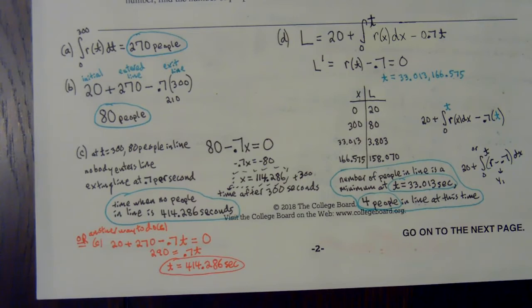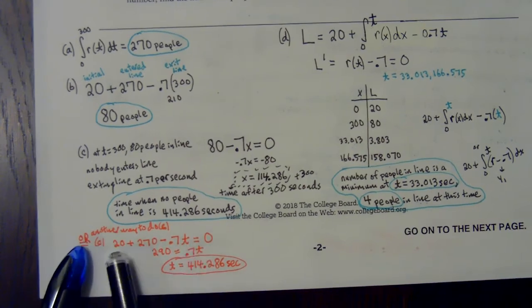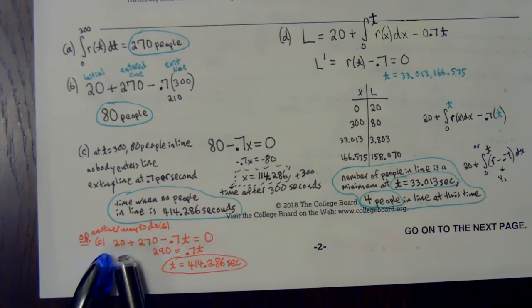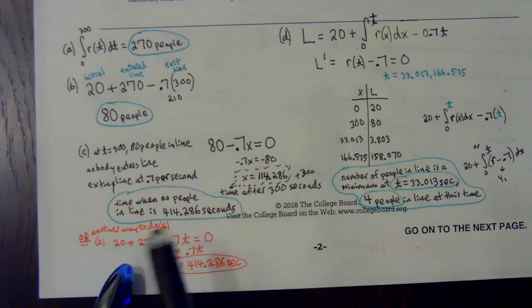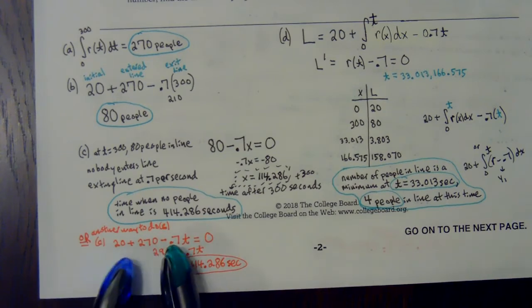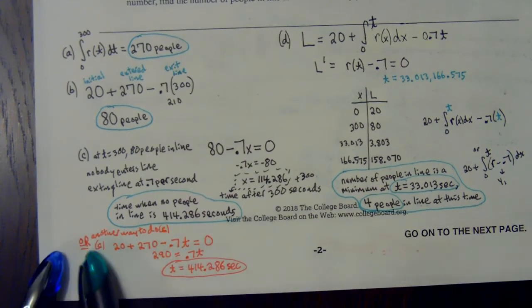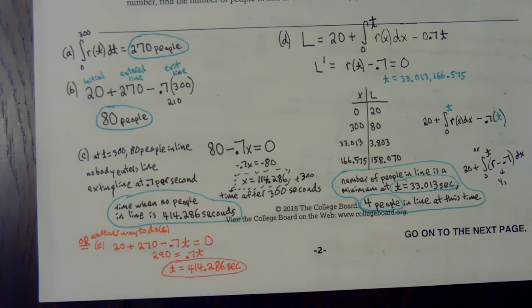Another way you could do that is take your total equation for the line, right? So there's your initial amount. This is my total line equation. There's my initial amount. And then we already calculated that 270, that's how many people entered between 0 and 300. And then we're going to subtract out how many people left the line, and that's what we don't know right here. Now, since this is your total equation, when I solve this for the T, it should give me that 414 number right there, right?